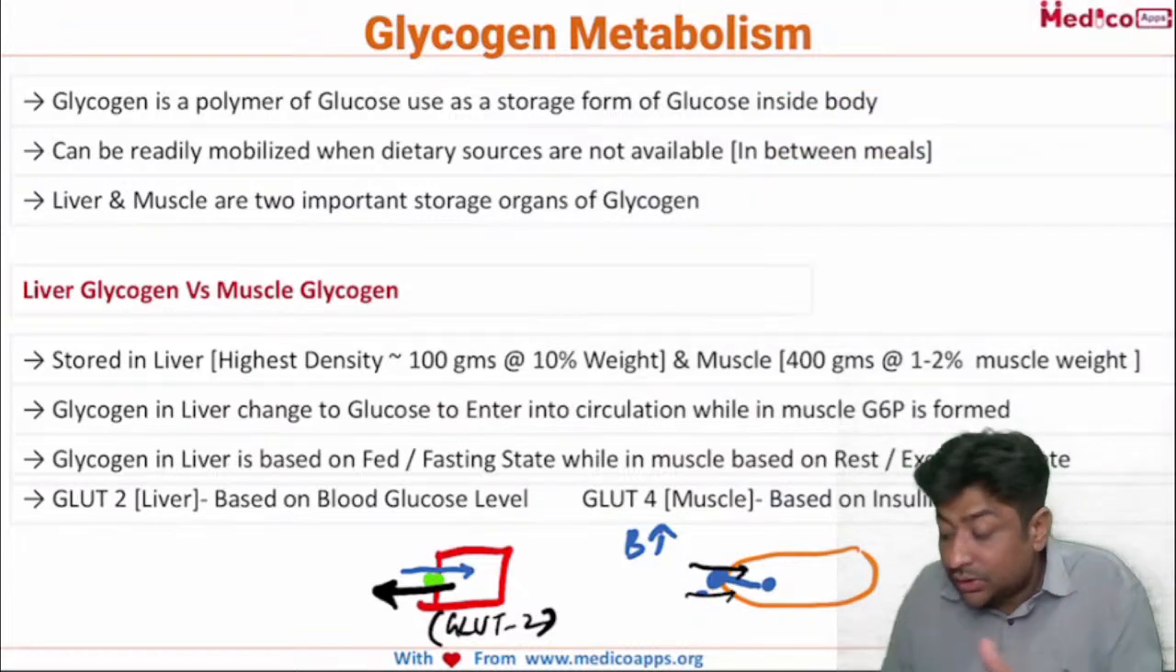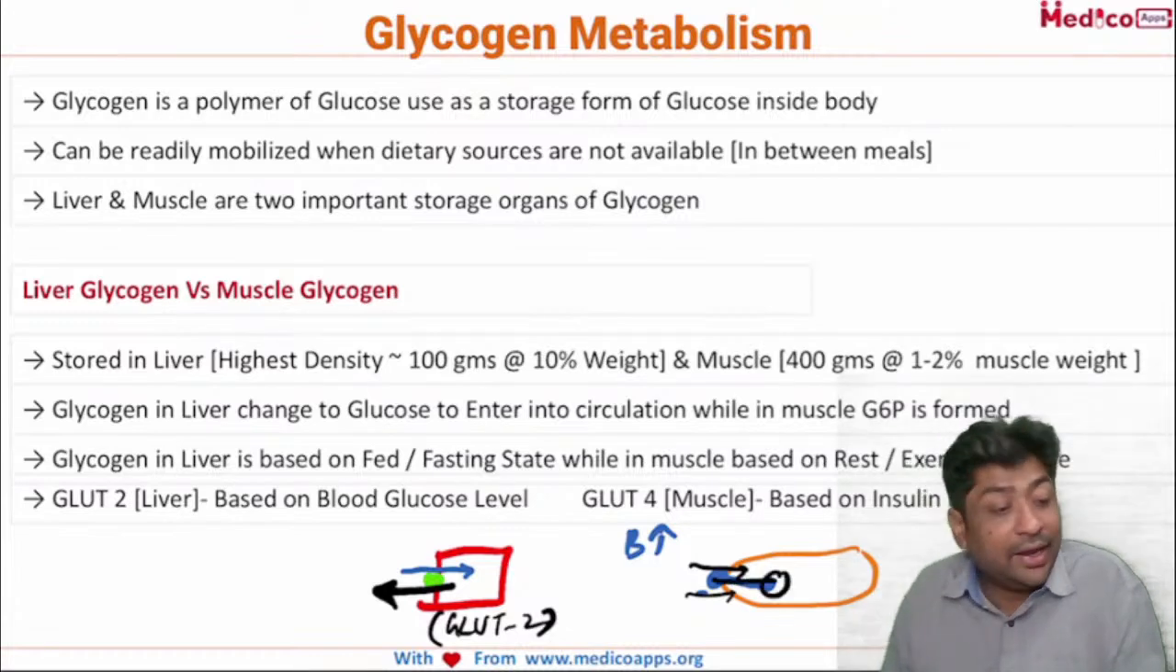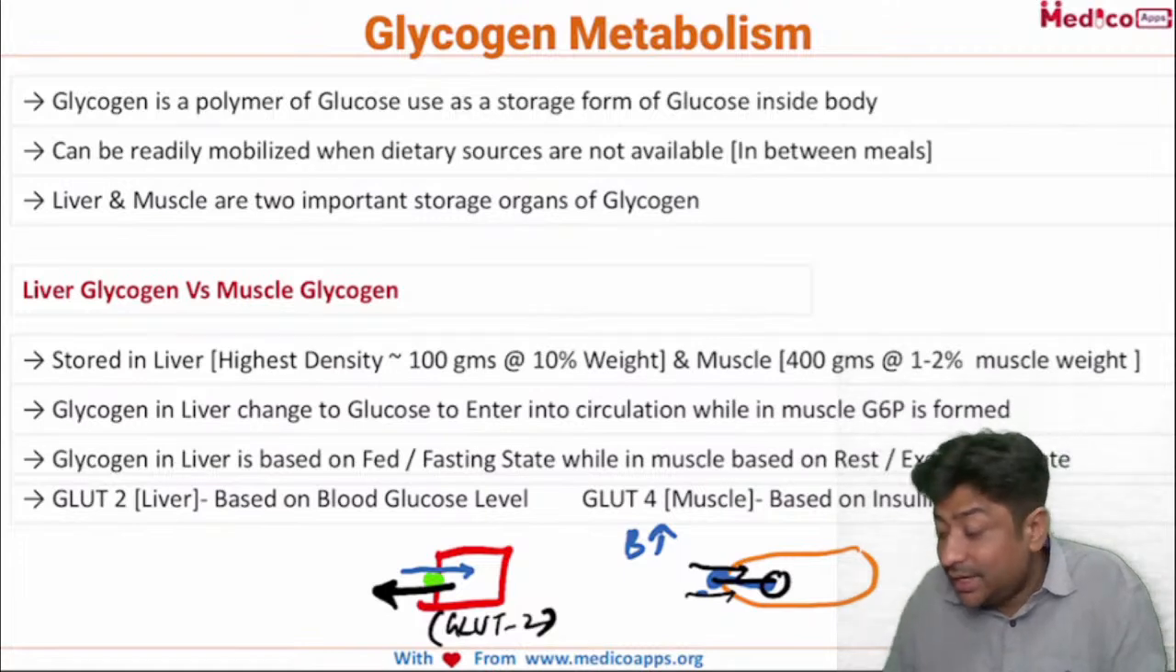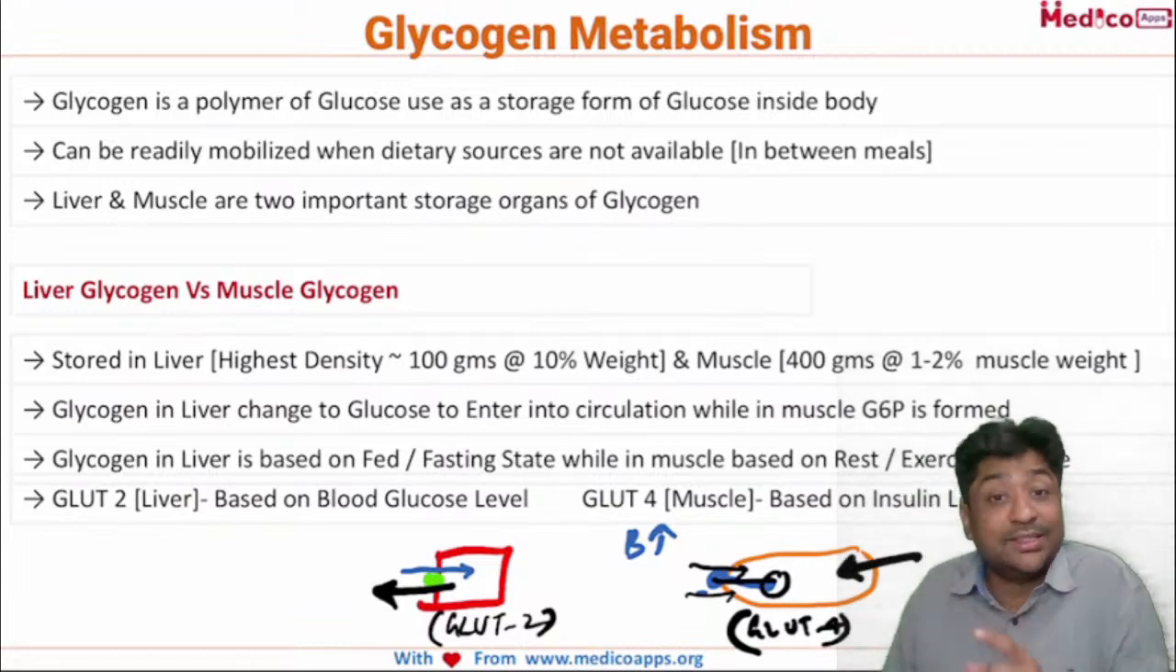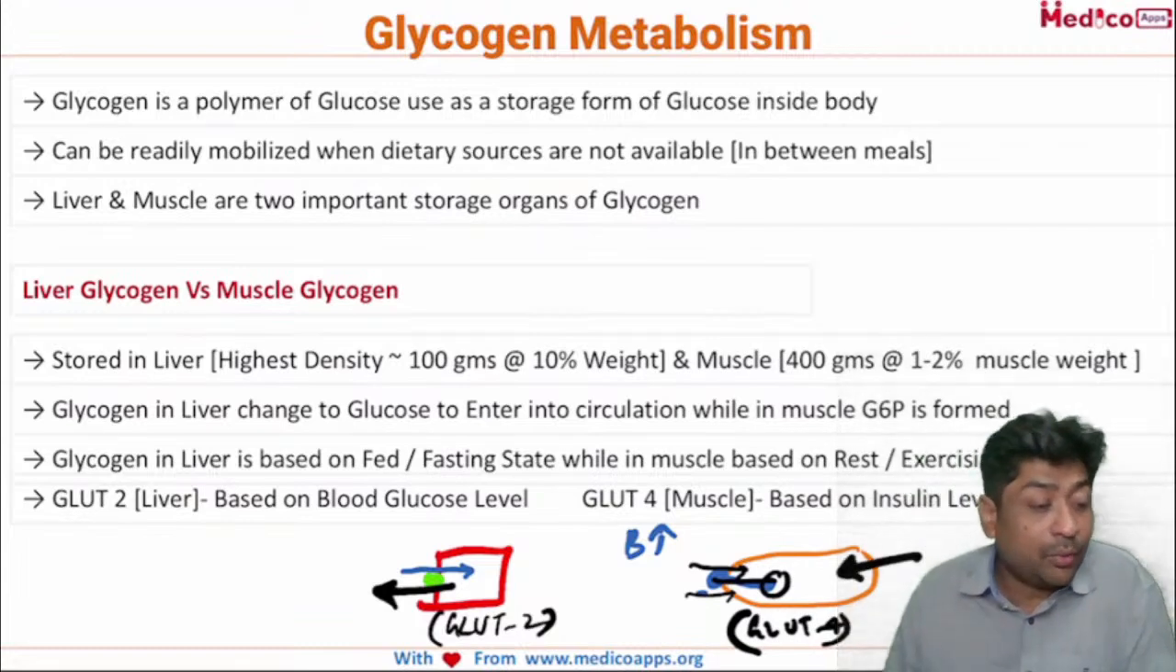The moment blood glucose level falls down, it will again go and enter into the cell. So essentially, these GLUT4 receptors, which are present in the muscle, allow only entry of glucose, not exit of glucose, and that is the reason why.